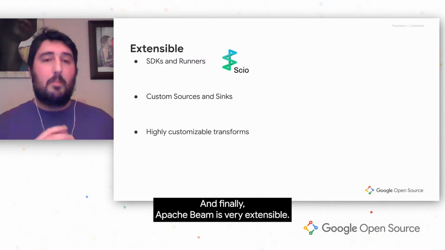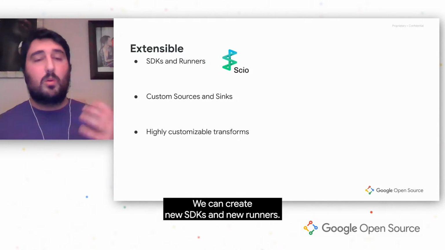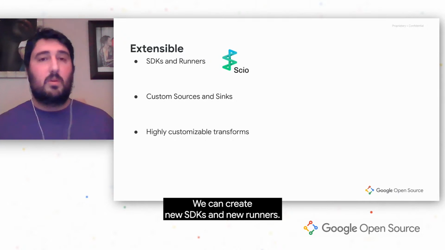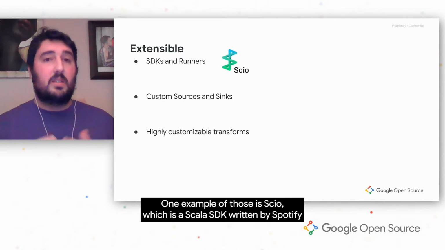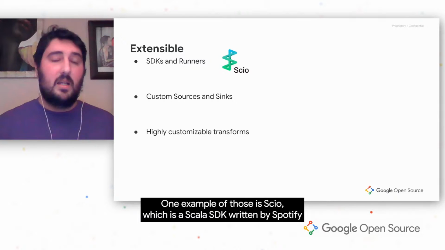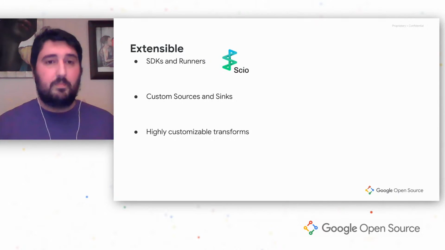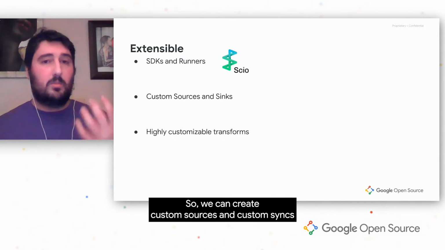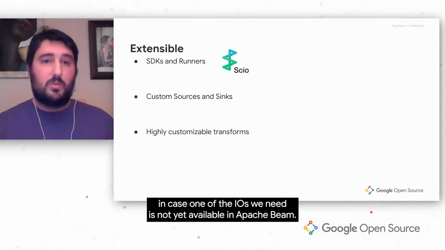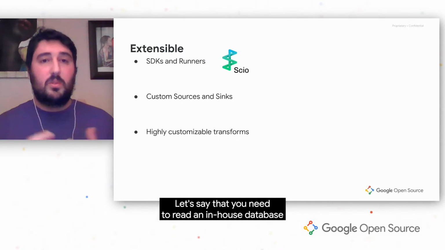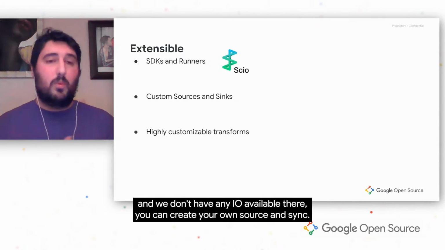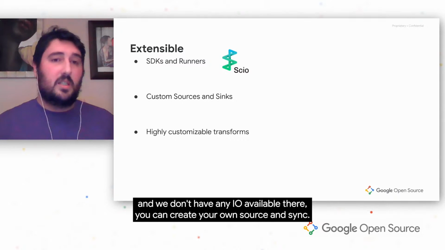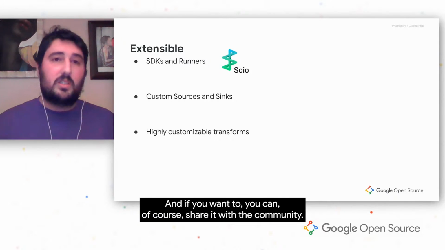And finally, Apache Beam is very extensible. So we can create new SDKs and new runners. One example of those is Scio, which is a Scala SDK written by Spotify, and it is also very customizable. So we can create custom sources and custom sinks in case one of the IOs we need is not yet available in Apache Beam. Let's say that you need to read an in-house database and we don't have any IO available there, you can create your own source and sink. And in case you want, you can of course share it with the community.